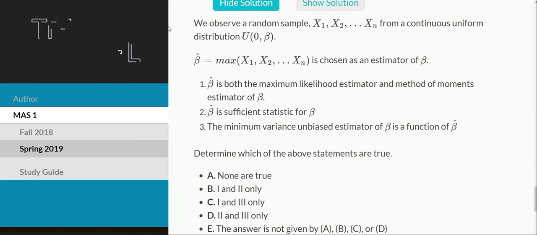1. Beta hat is both the maximum likelihood estimator and method of moments estimator of beta. 2. Beta hat is a sufficient statistic for beta. 3. The minimum variance unbiased estimator of beta is a function of beta hat. Determine which of the above statements are true.